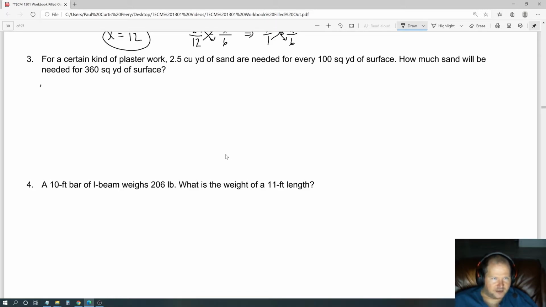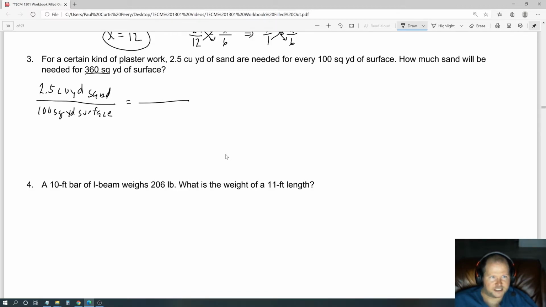Okay, so what we have here is 2.5 cubic yards of sand. And again, I'm thoroughly labeling everything just to make the point. And this is for 100 square yards of surface. Okay, so that is that comparison. And let's see what they give us there.